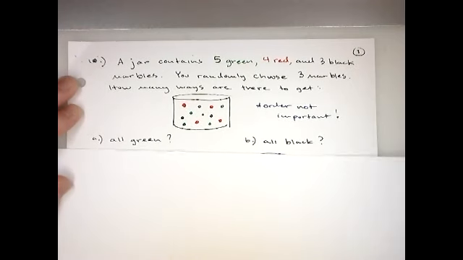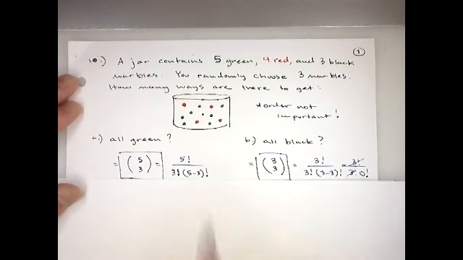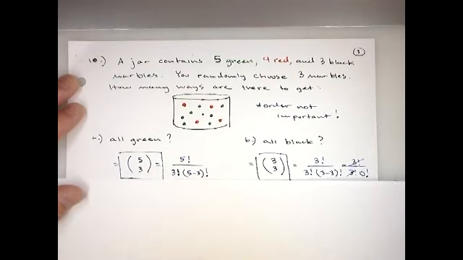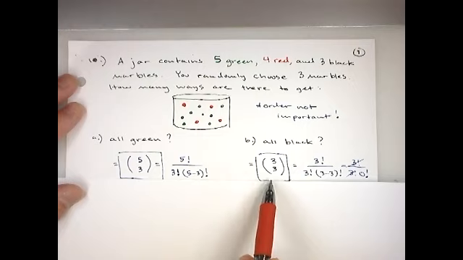The number of ways of getting all green, well, there were 5 green in there, and we can get any 3 of the 5 green, any combination of 3 of the 5 green. So it would be 5 choose 3. All black marbles, well, there are only 3 black marbles in there. So that would just be 3 choose 3, which of course is just 1.